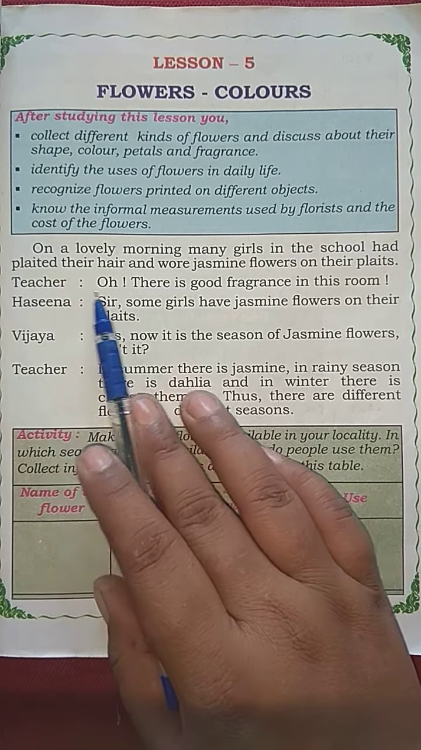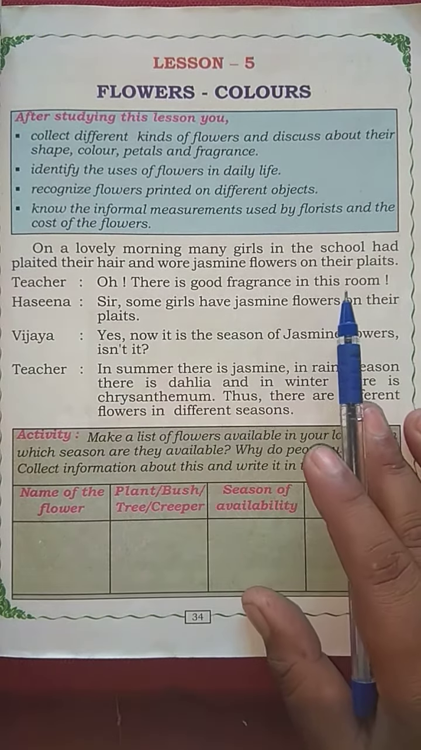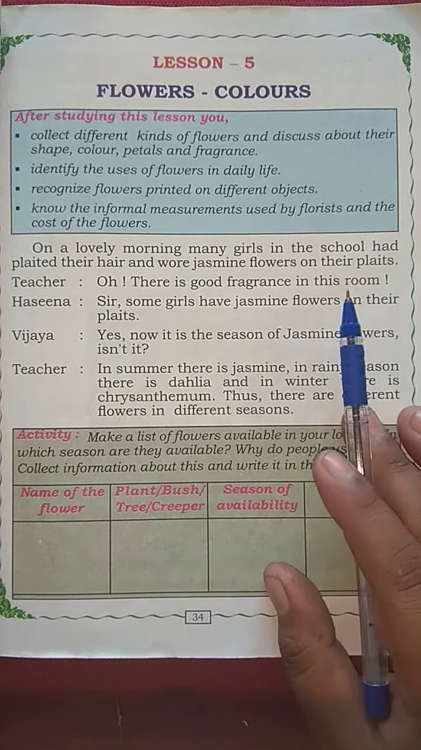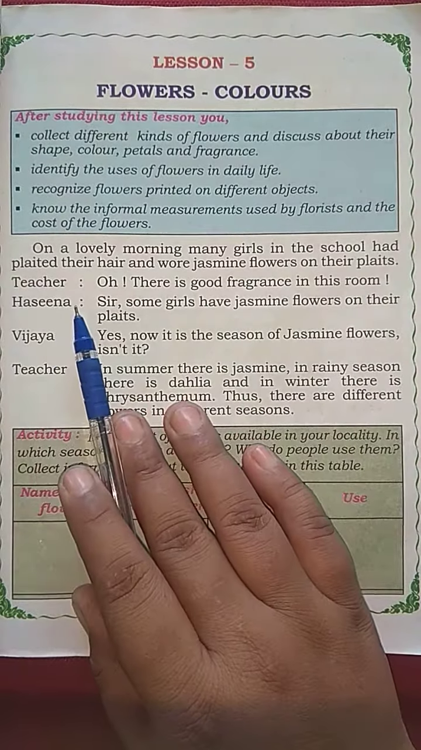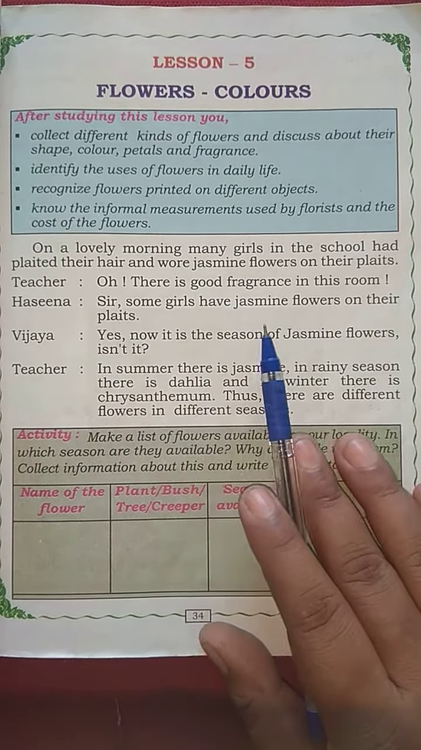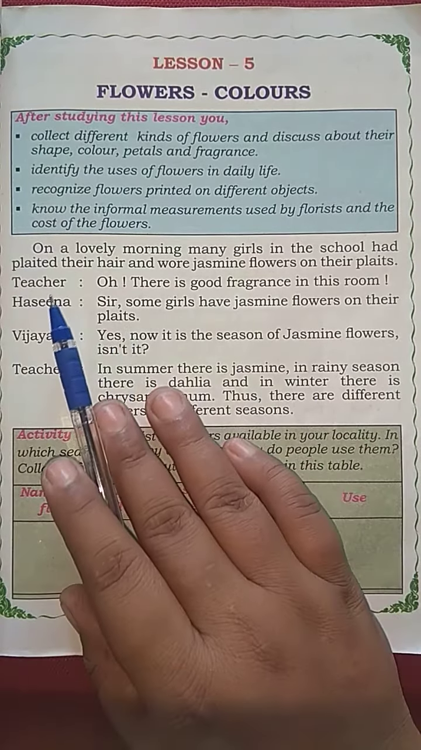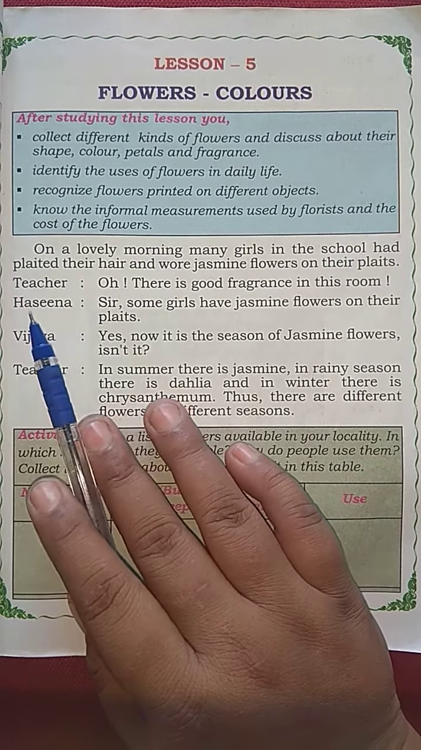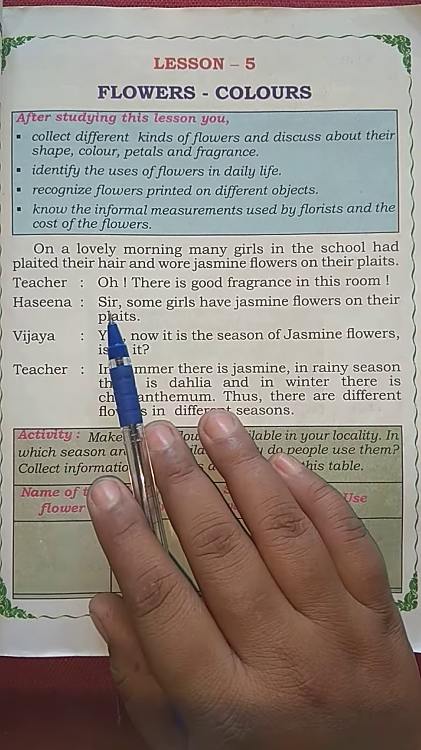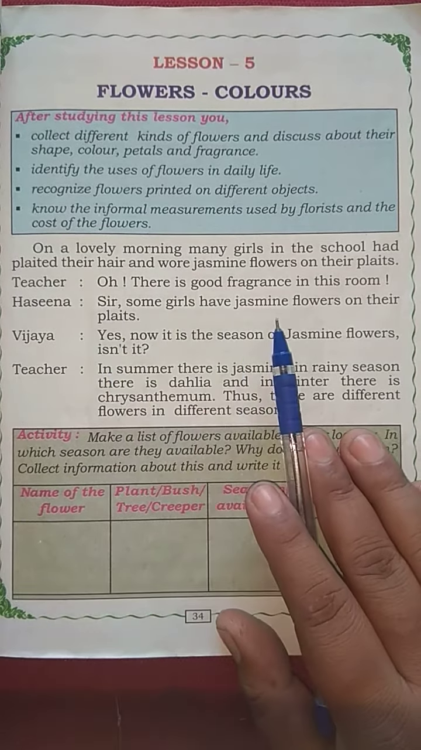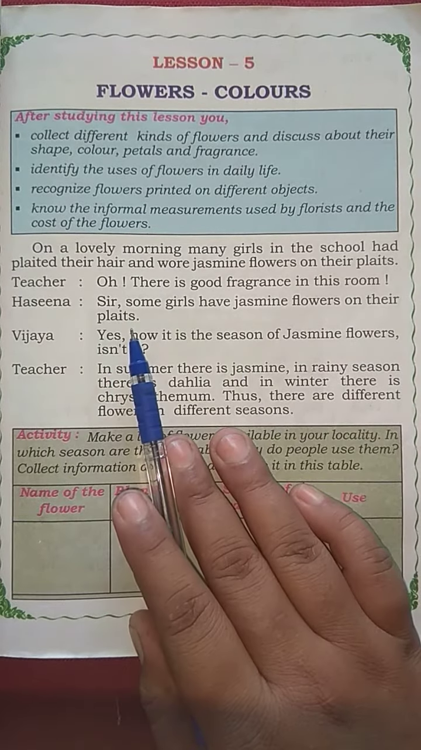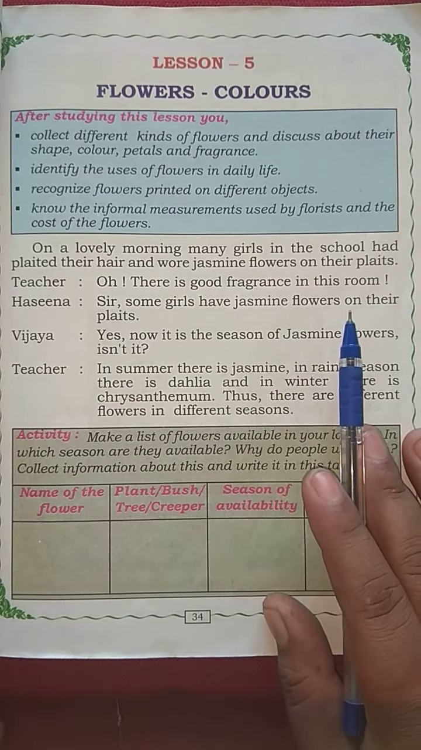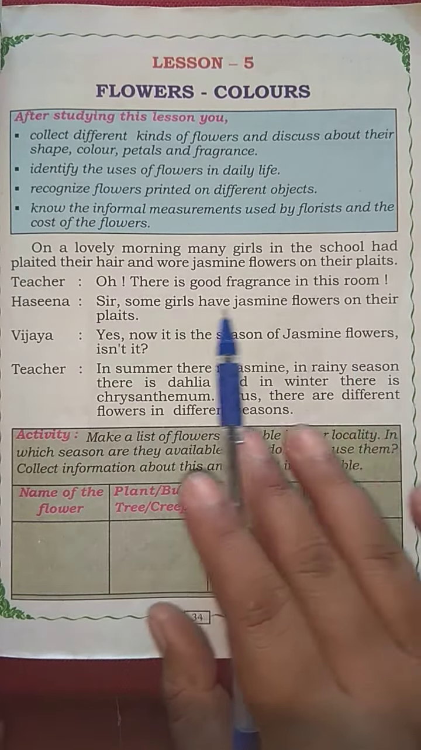Next. Teacher: Oh, there is good fragrance in this room. The teacher says, oh, there is very good fragrance in this room. Hasina: Sir, some girls have jasmine flowers on their plaits. For this exclamation of the teacher, Hasina replies, sir, some girls have jasmine flowers on their plaits. It means that the fragrance is because of the jasmine flowers which the students have worn.